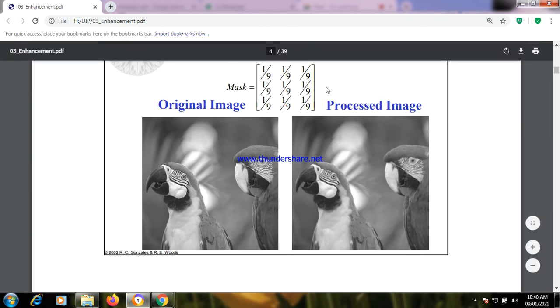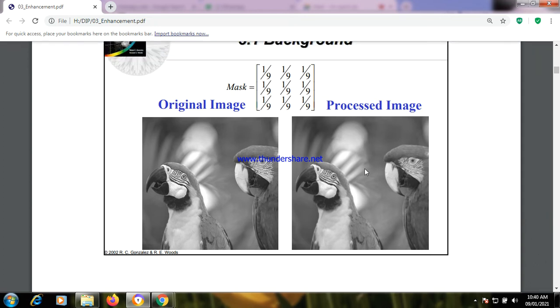Same way, taking average. So here you can make out the difference. This is the original image and this is the processed image. It means you can remove the noise part by moving a mask of any size, say 3 cross 3, 5 cross 5 or 7 cross 7 throughout the image.